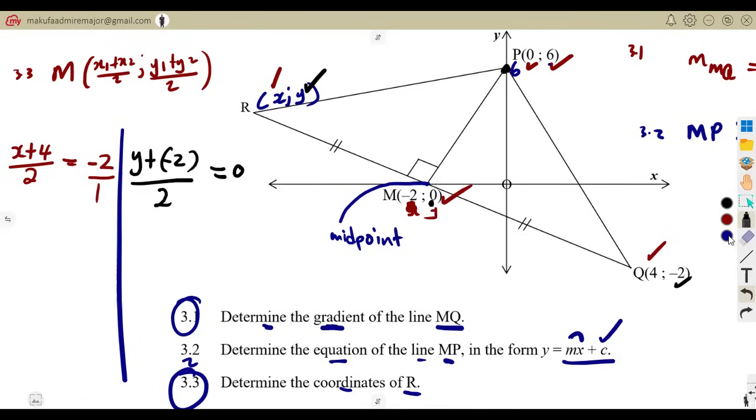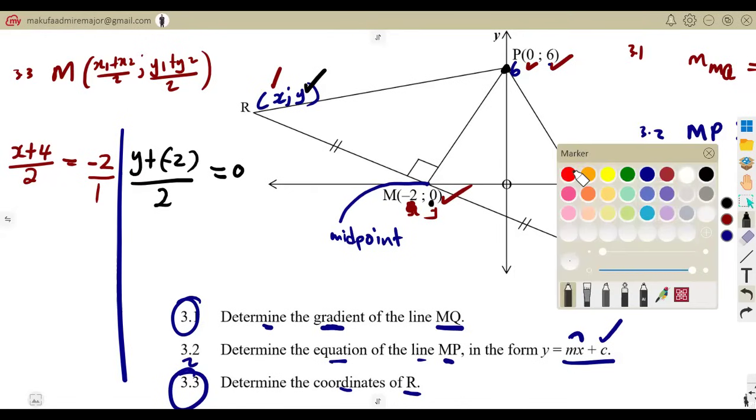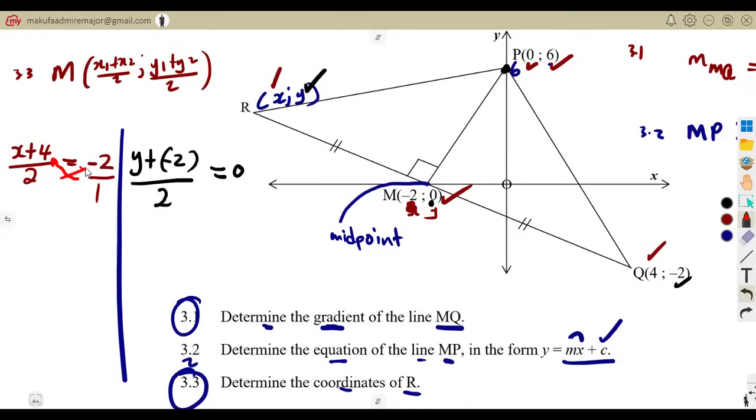So solve. Let's start with the first one. We can simply cross multiply. That's 1 times x plus 4, which is x plus 4 is equal to 2 times -2, that's -4. So meaning to say x plus 4 is equal to -4. The 4 to the other side becomes a minus, so x will be minus 8.